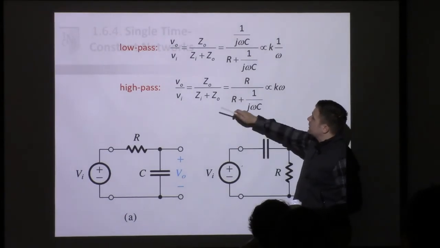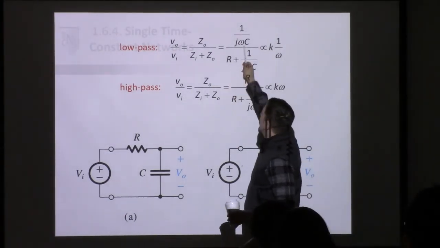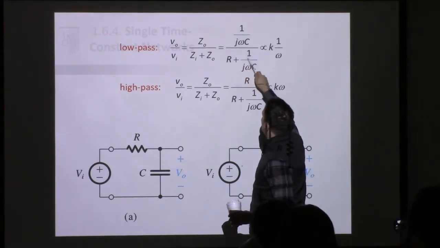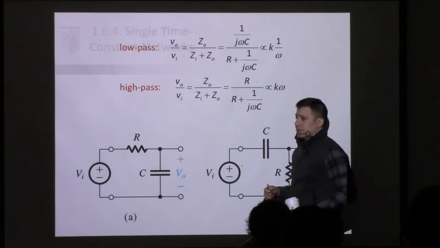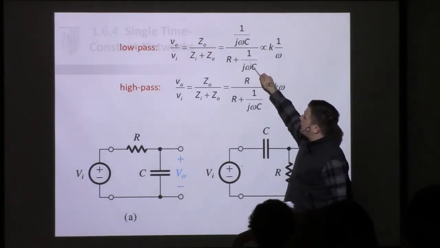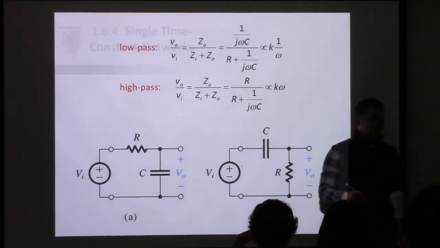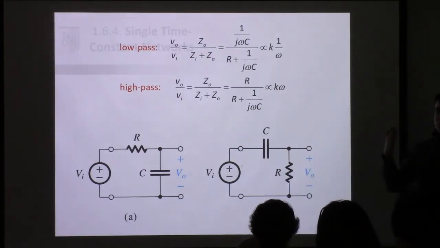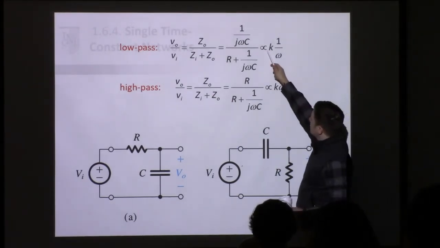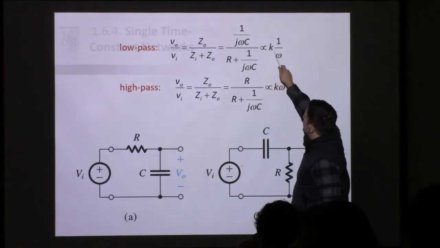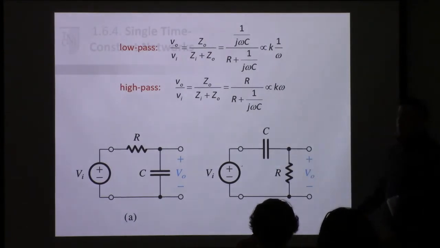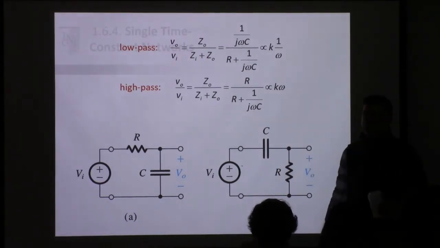So what you see here is that if we have Z out over Z in plus Z out, we have 1 over j omega C over R plus 1 over j omega C. All this is doing is taking our voltage divider and plugging in the values we already know for the reactance of a capacitor. And the result, as you would expect, is proportional to some constant times 1 over omega, meaning that the gain gets smaller as omega gets bigger.